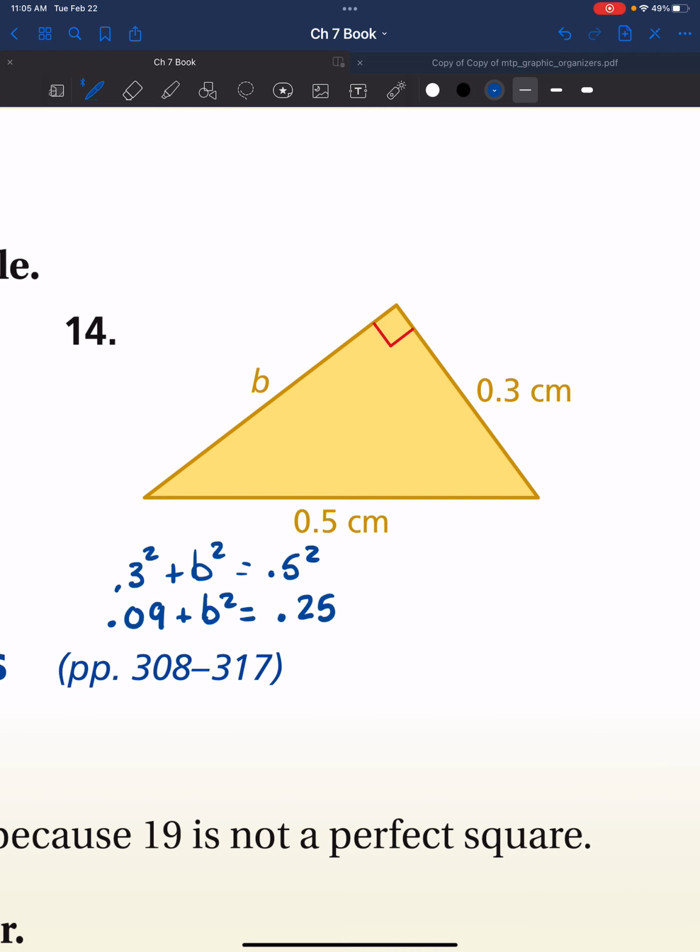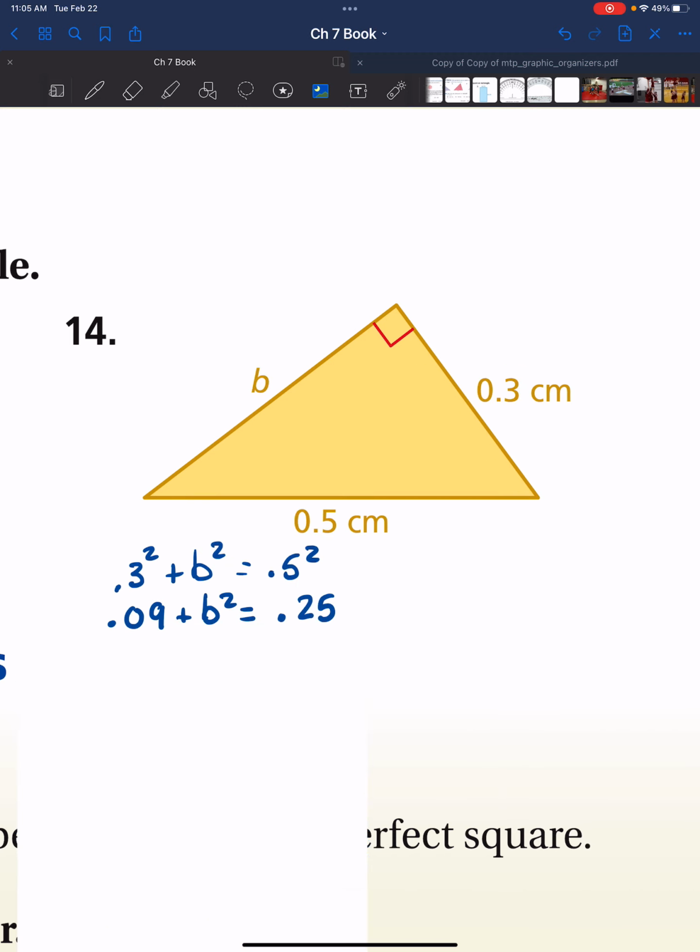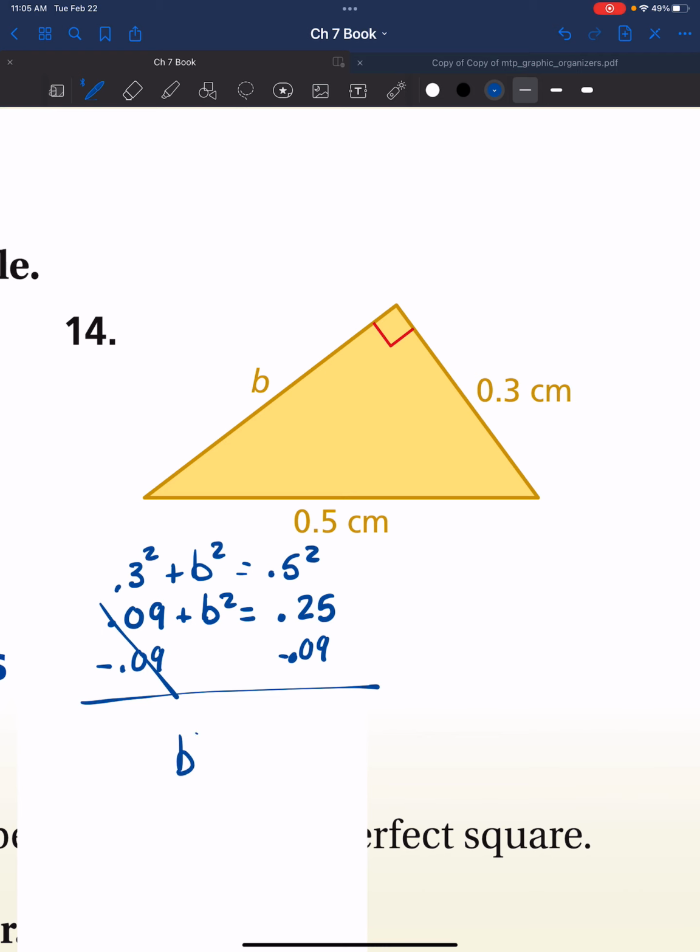I've got to get b all by itself. So you subtract 0.09. Okay, so now I've got b squared equals 0.25 minus 0.09. It's 0.16. Now, this one's really easy if you think about it. What's the square root of 16? 4. Move the decimal 1 place because 2 of them would be at 0.16, right? b equals 0.4.